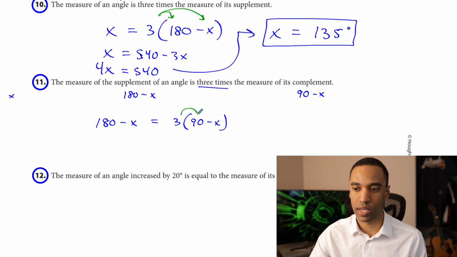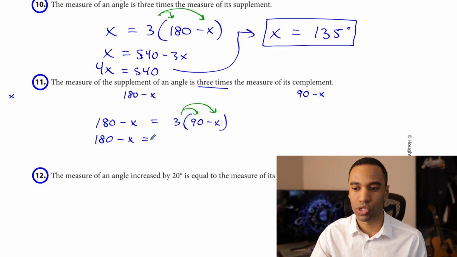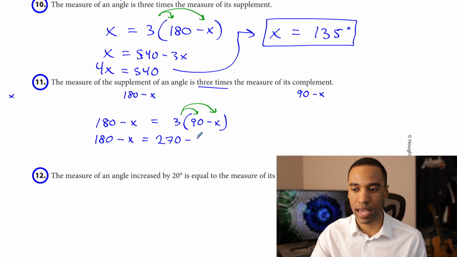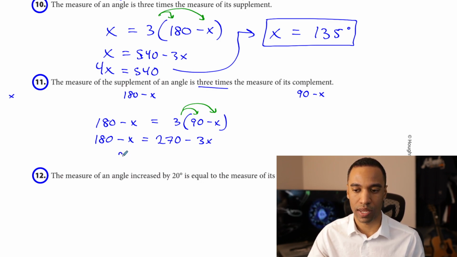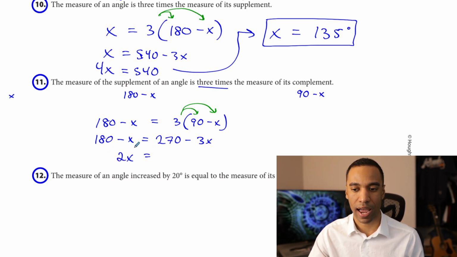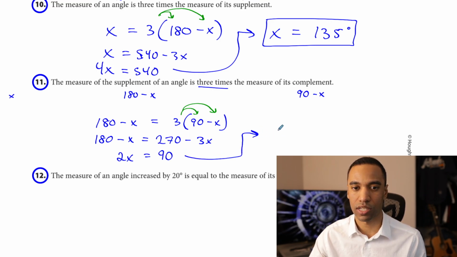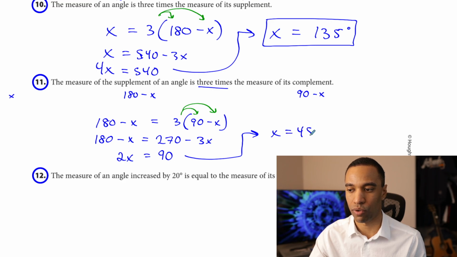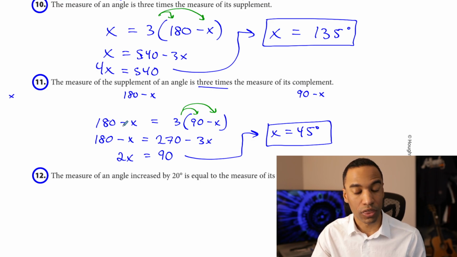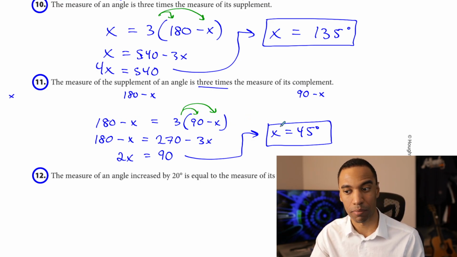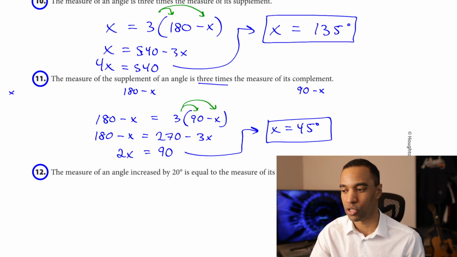By distribution, we can determine here that 180 minus x equals 270 minus 3x. If I add 3x to both sides here, negative x plus 3x is positive 2x. If I subtract 180 from both sides, 270 minus 180 is 90. I get 2x equals 90, divided by 2, I get x equals 45. The original angle is 45 degrees. Its supplement would have been 135, and that's 3 times larger than the complement, which would have been 45, just like the last ones. Only now it was supplement and complement, and there's the new angle.